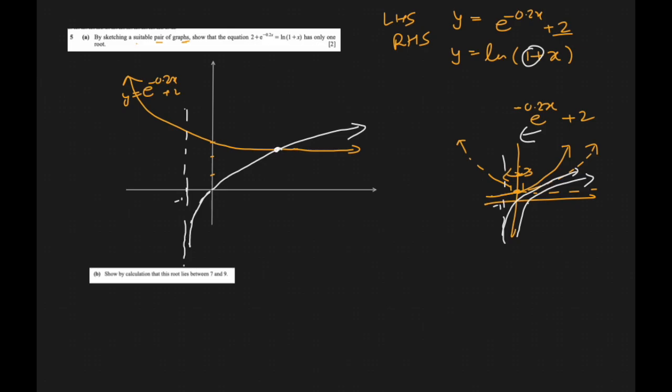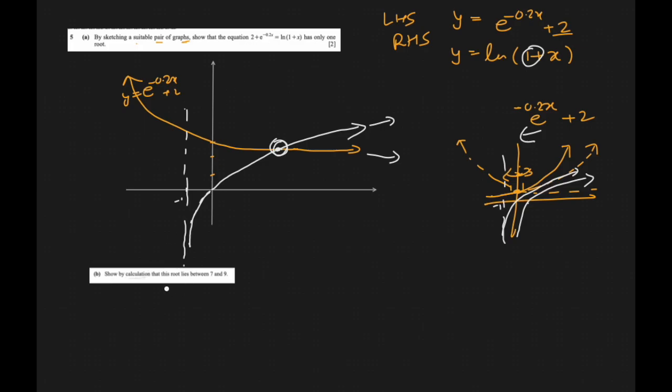So these two graphs are crossing at one place. That's what it's saying. By sketching a suitable pair of graphs, I've done that. Show that the equation has only one root. Yes, it's going up, it's going down, so they will never cross again. So we have just one root where they are crossing, the point of intersection. Okay. Now, show by calculation.